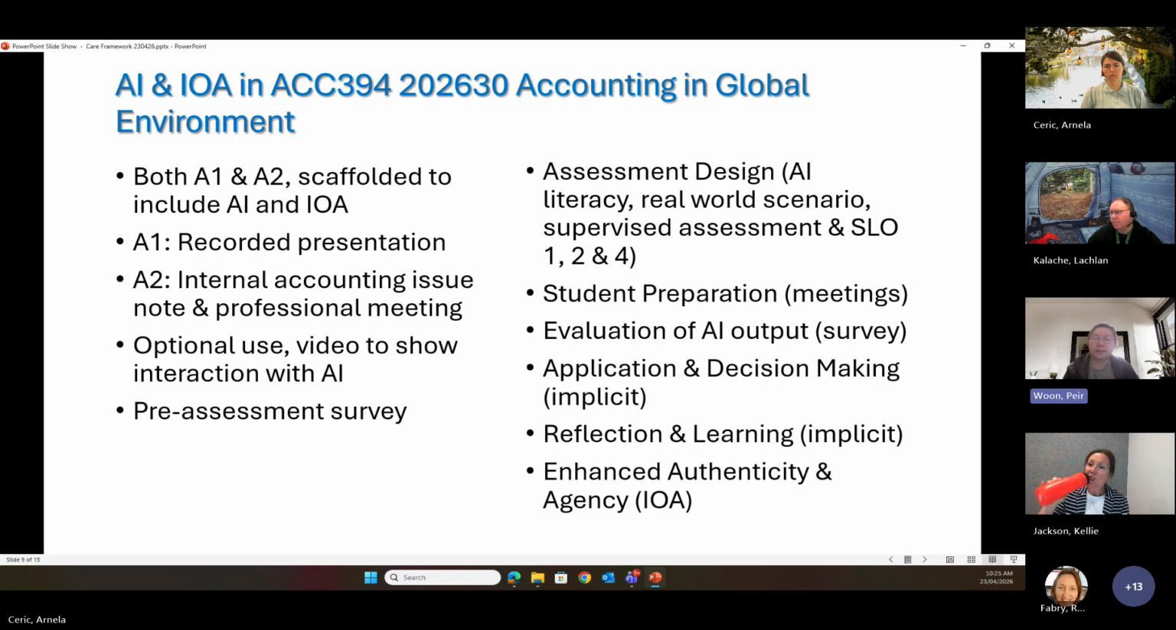Although I did put some guidelines in the assessment design, and suggested examples of how they can use AI in completing that particular assessment, I also asked them to explain, by giving examples, how they have actually verified AI's output in that process. So that particular survey would again conform with the authenticity of agency, which is also enhanced by using the supervised assessment component in that particular area.